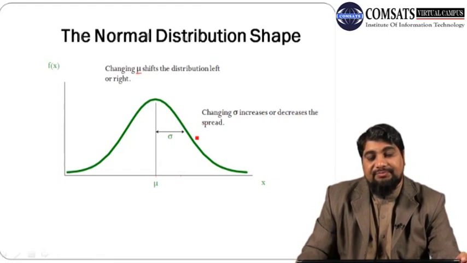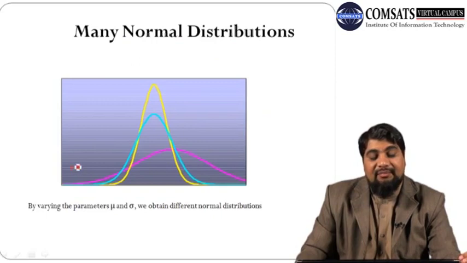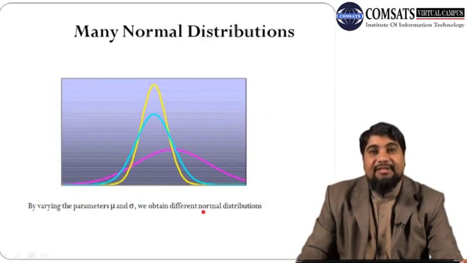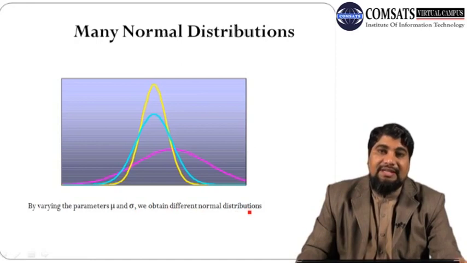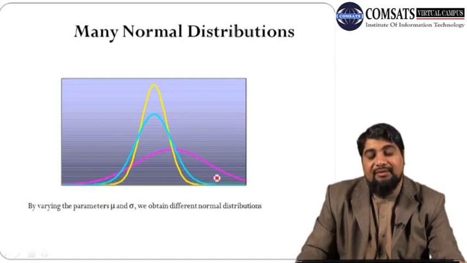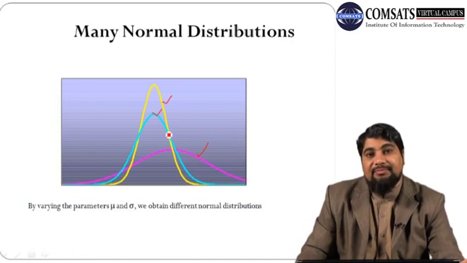Many normal distributions: you can see that by varying the parameters mu and variance or standard deviation, we can obtain different normal distributions. For each value of mu and sigma, we get one different bell-shaped curve. Here we have represented three bell-shaped curves, and you can see that each of these three bell-shaped curves has different values of mean and sigma.